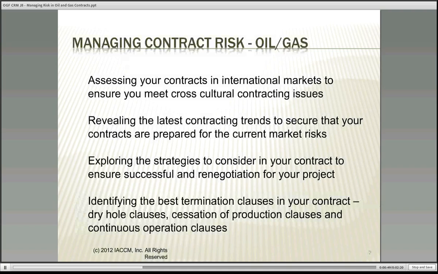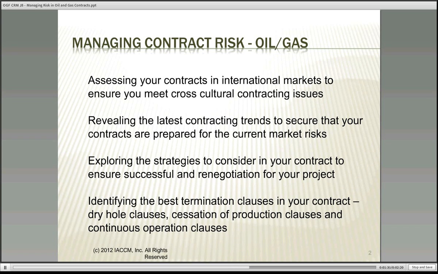One thing that we end up seeing is that the risks are varied, and so we're going to cover four major areas around risk. First, we're going to look at how you assess your contracts in the international market space to ensure that you're going to meet any of the cross-cultural contracting issues and risks that you might encounter. Second, we're going to look at the latest contracting trends in order that you can secure the best risk position in your contracts, making sure that they're reasonable and fair and well prepared for the current market risk.